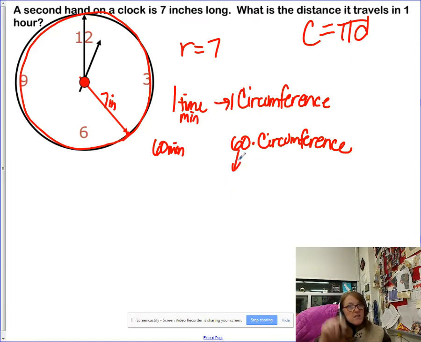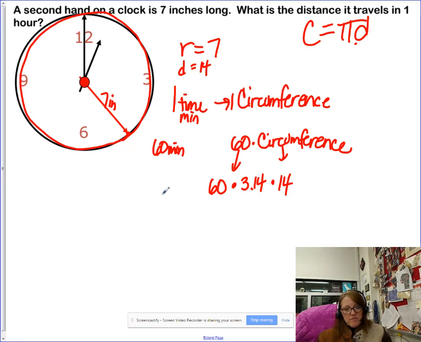I have 60, because I'm doing the full hour, times pi, and why don't we just use 3.14? Because that's what we usually use. And then times diameter. Hold on. Radius is 7. The diameter is twice as long, so the diameter is 14. Here's the math you've got to do, people. 60 times 3.14 times 14. I get 2,637 and 6/10 inches. Holy mackerel, that's a lot.